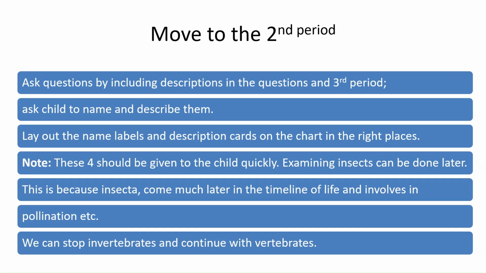Now, make note, these 4 should be given to the child quickly. Examining insects can be done later. This is because insecta comes much later in the timeline of life and involves pollination, etc. We can stop invertebrates and continue with vertebrates now.